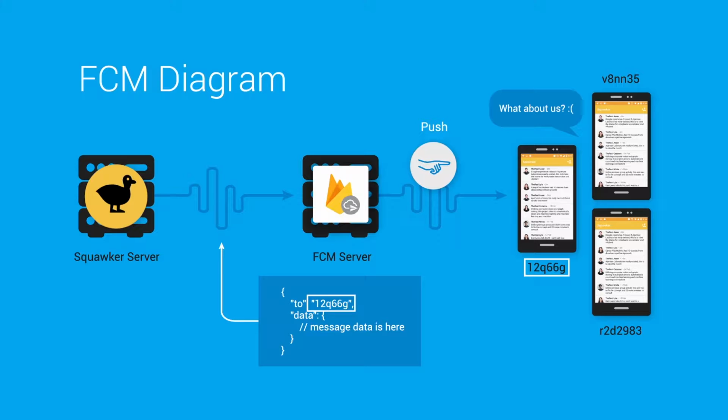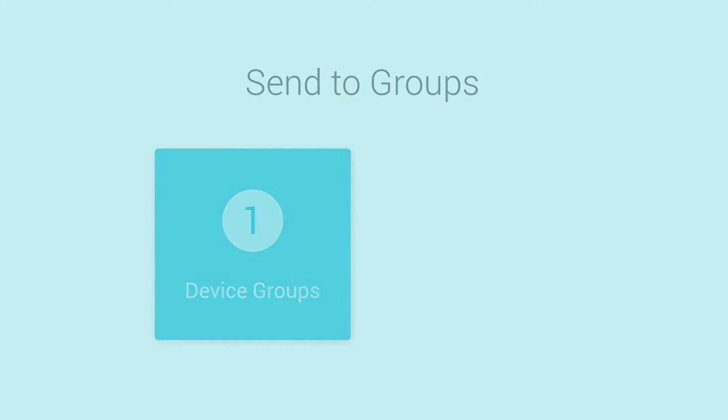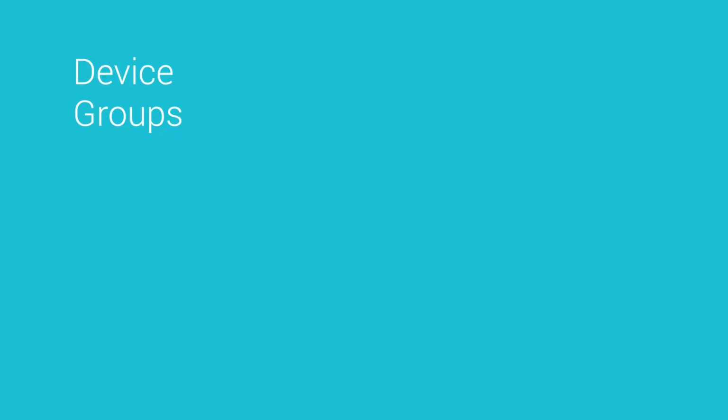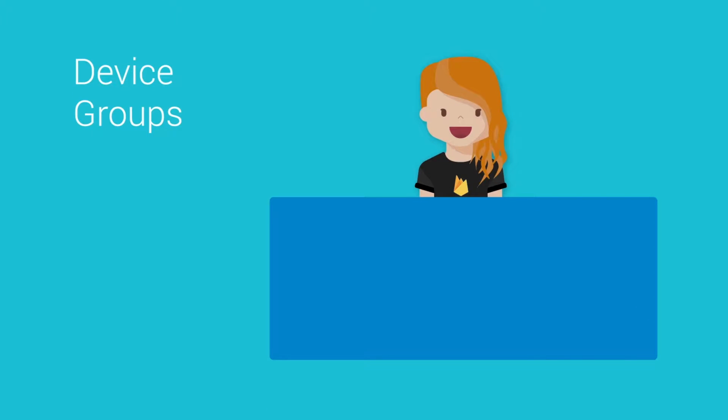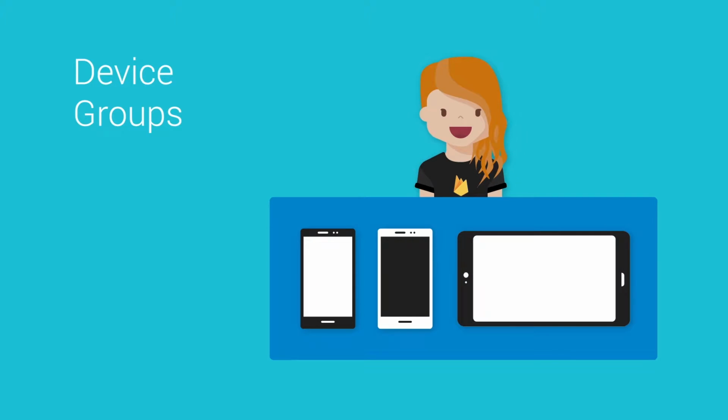Luckily, there are a few ways to send data to multiple phones using FCM. Two ways to send data to groups are using device groups and topics. Let's look at the first option, device groups. Device groups are typically sets of devices that all belong to the same user. For example, if Jessica owns 2 phones and a tablet that all use Squawker, we could store all of these devices together in a device group.